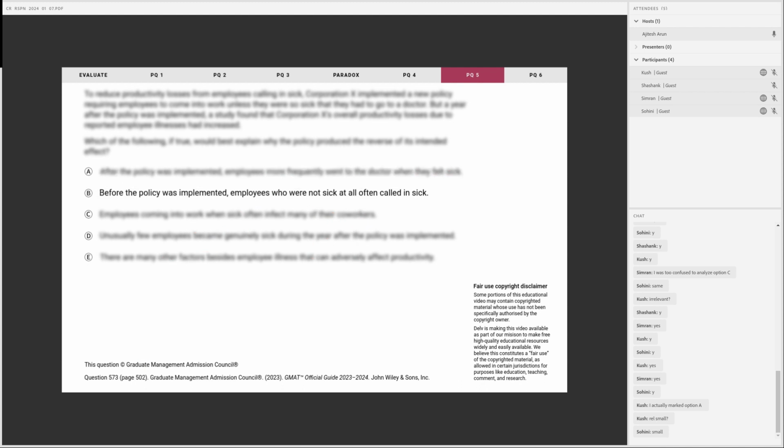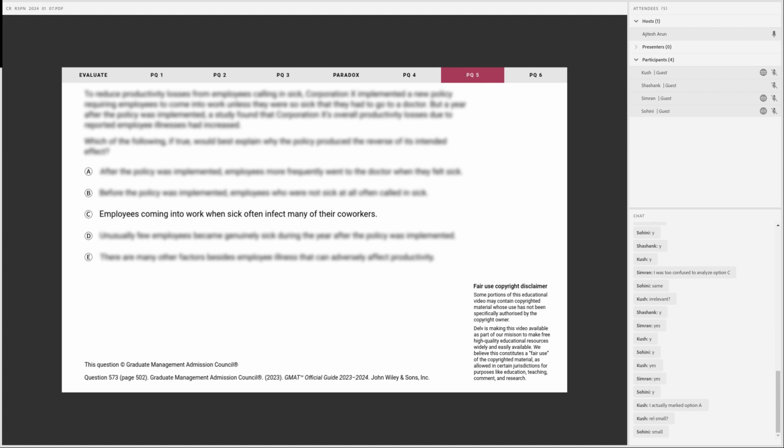Let's take a look at C. Employees coming into work when sick often infect many of their co-workers. So when they're saying many of their co-workers, it's like a chain reaction. And of course, I think all of us, from what we've seen during the pandemic, know what happens when people do something like this.